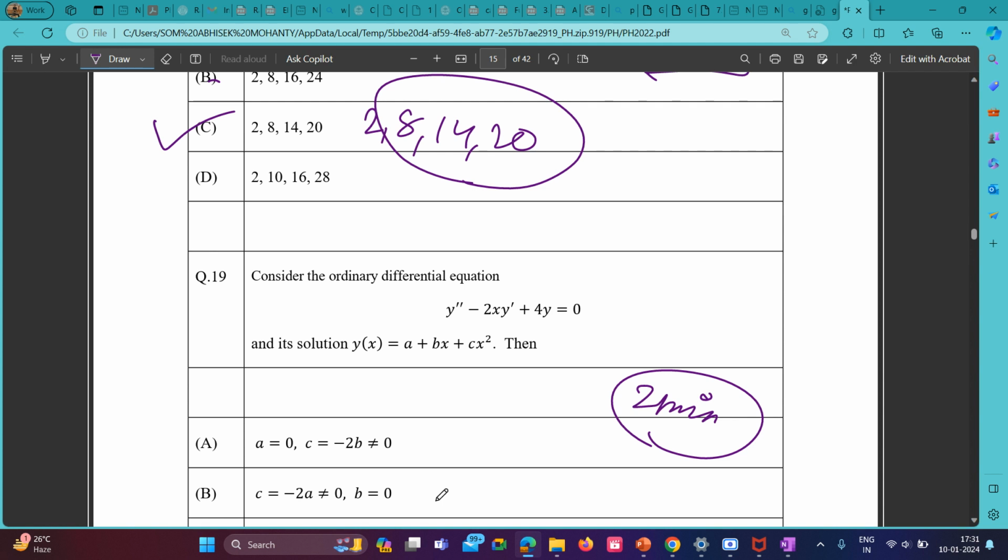Okay, sorry for the delay. Okay, so did you try this question? Consider the ordinary differential equation y double dash plus 2xy dash plus 4y is equal to 0, right? So let's try this question.